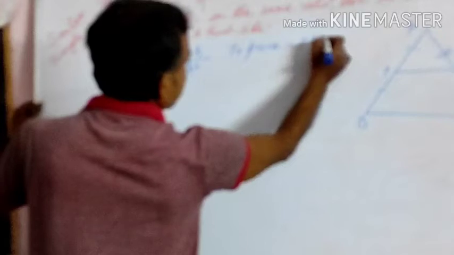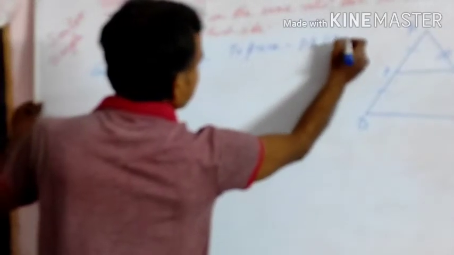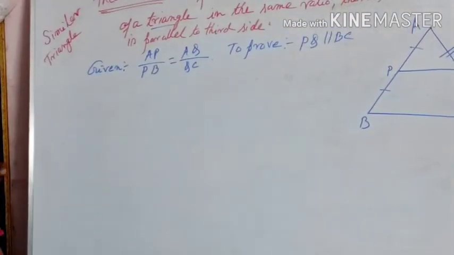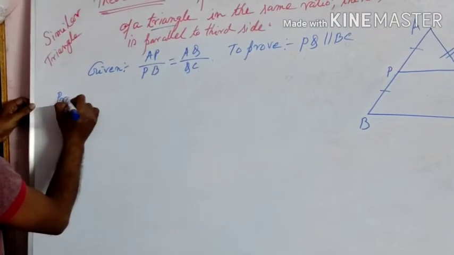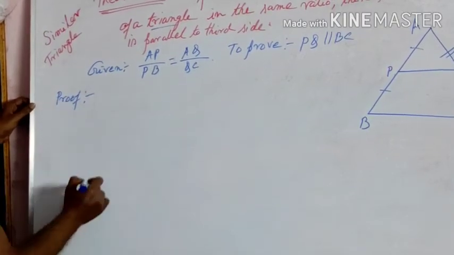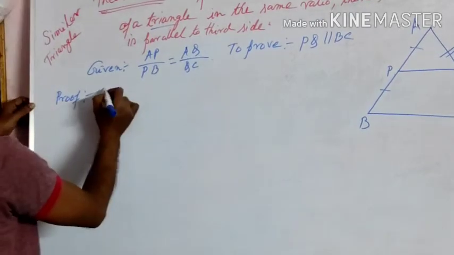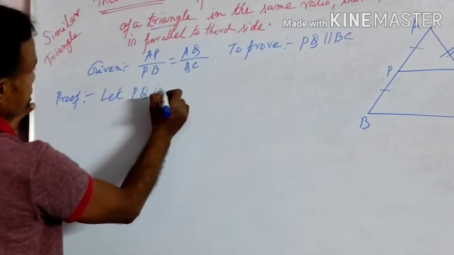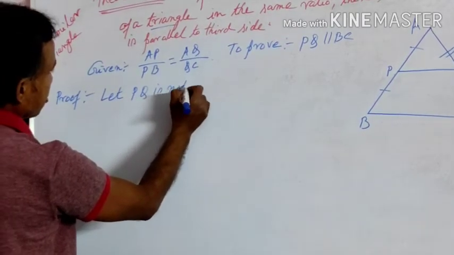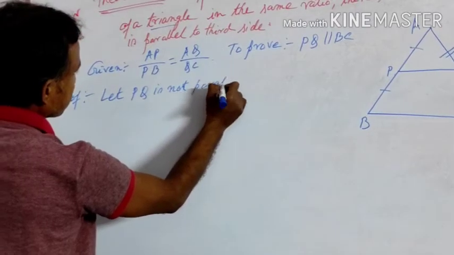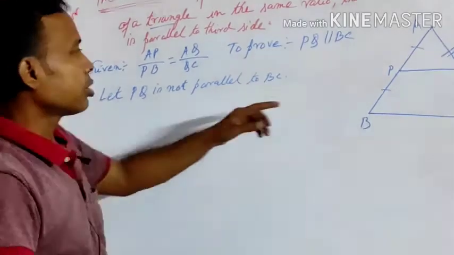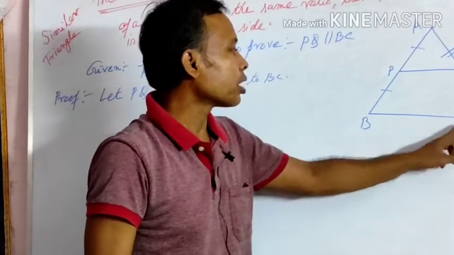We have to prove PQ parallel BC. This is the first side, this is the second, this is the third side. The PQ is parallel to the third side BC. So let us prove it. Let us consider PQ is not parallel to BC.